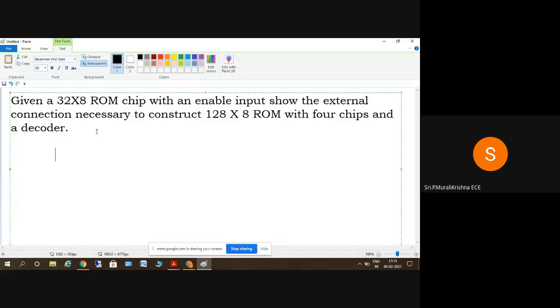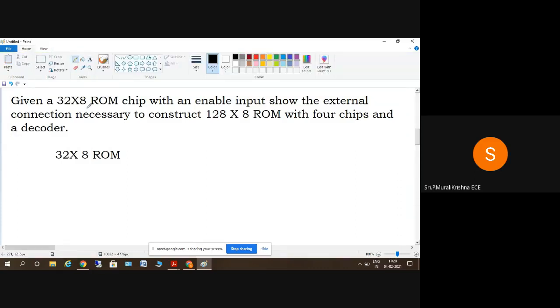Coming to this, we'll talk about the 32 into 8 ROM chip. What happens when we use this 32 into 8 ROM chip? What is the size of decoder we have to use here? Here 8 is the number of outputs, so we have to use 8 OR gates.